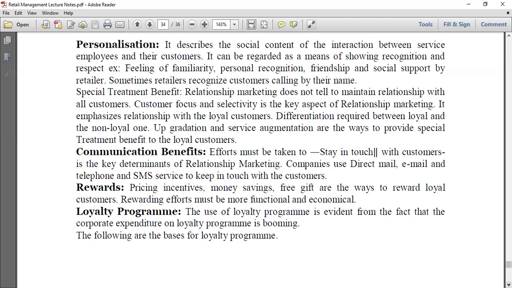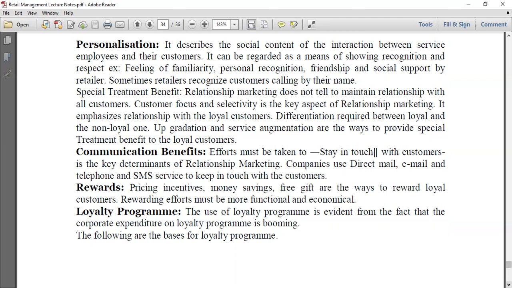The other thing is special treatment benefit. Okay, the next strategy is the special treatment benefit. Relationship marketing does not say to maintain a relationship with all customers. Customer focus and selectivity is the key. If he's a one-time customer, there's no point in wasting all your efforts on maintaining all these things. It doesn't make sense. So you should focus, and you should select your customers carefully.